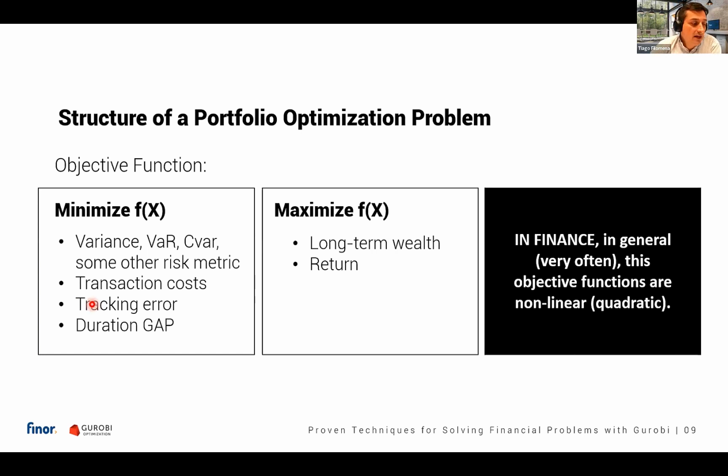One thing we should keep in mind is that, in general, we'll have a nonlinear objective function that's very often quadratic, especially when we are talking about a risk metric for our problem. And a nonlinear function is hard. In general, it's harder to solve than a linear function.